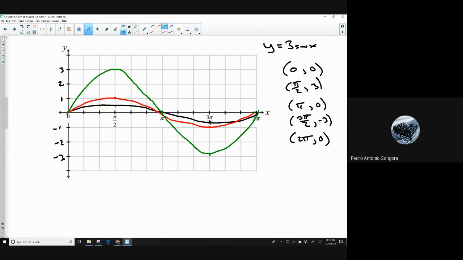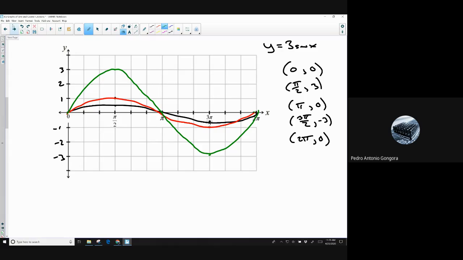Try to be a little smoother than that. It should be a little bit more rounded. Definitely, please don't go like this. It's not an angular function, it should be some sort of curve. So try your best with graphing these, and you will have to graph them by hand a little bit.